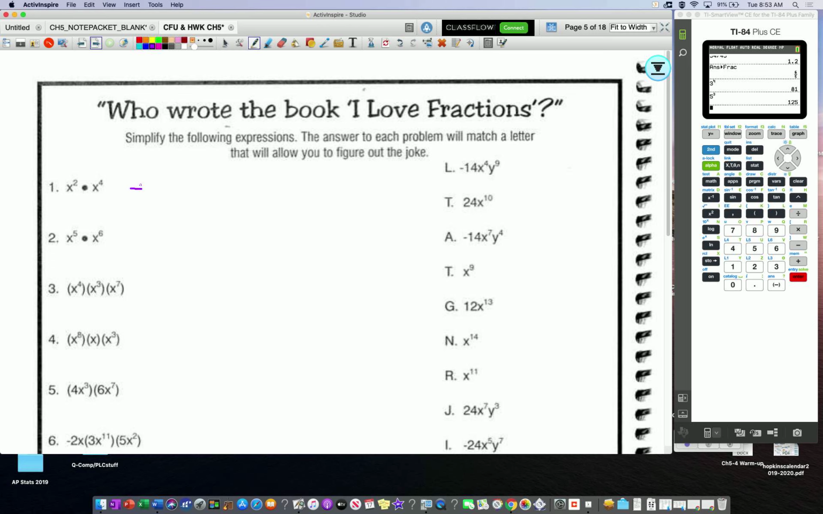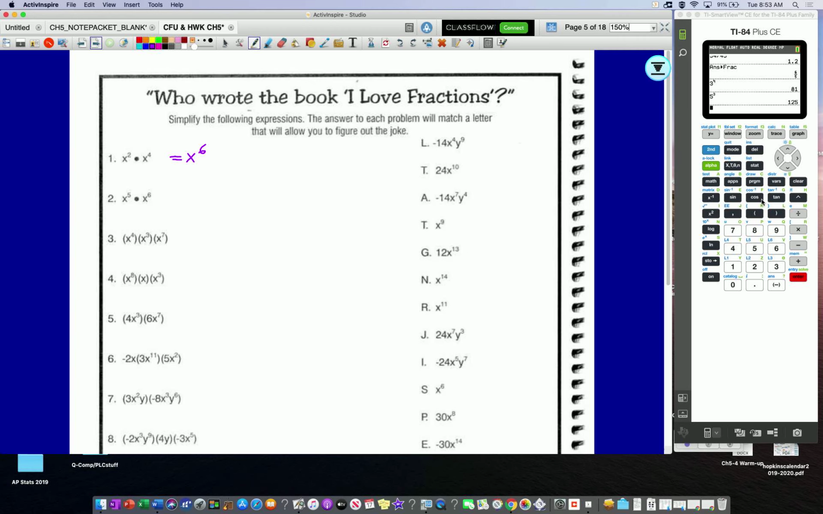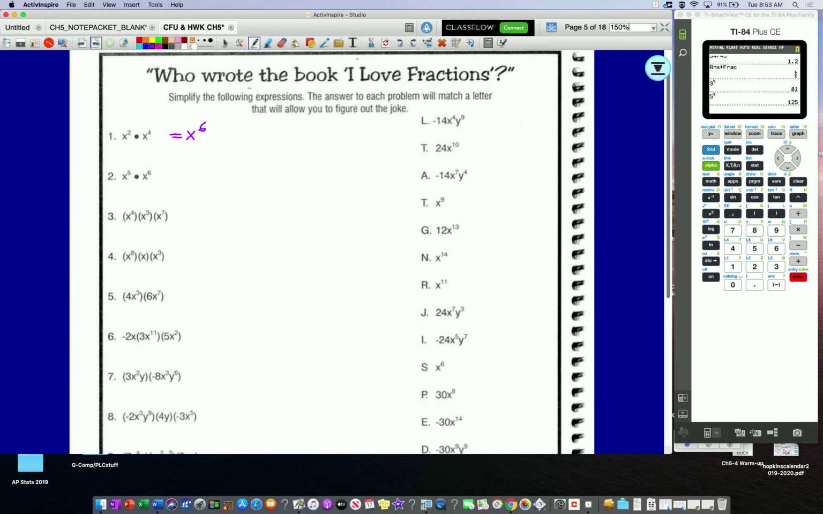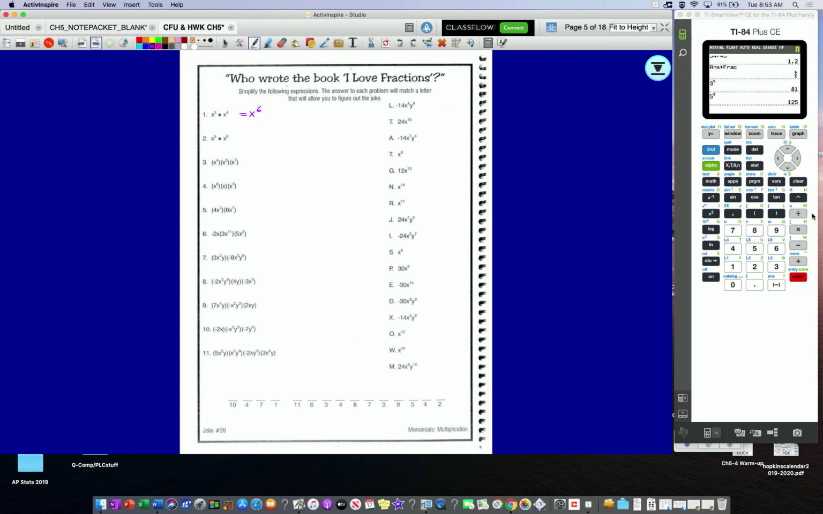Like on the first one, this is x to the 6. What you want to do here is find on your worksheet where this matches. You're going to see me shrink this worksheet a little bit so it's easier to see. So x to the 6 matches with an s. Down here in your puzzle, you put an s for number 1.